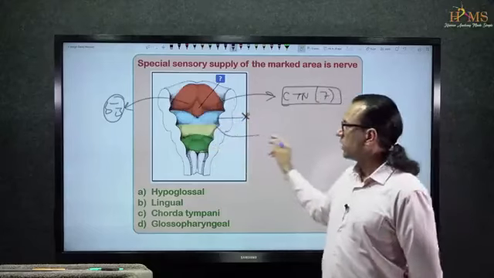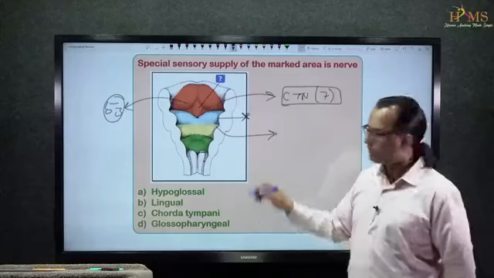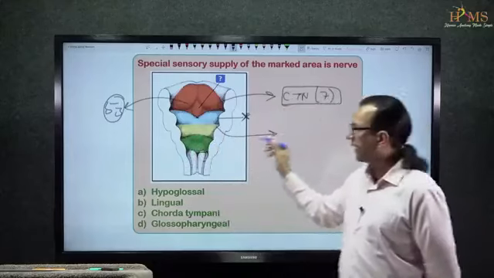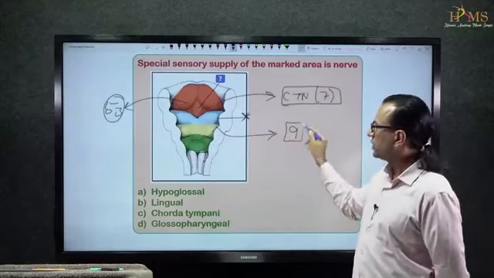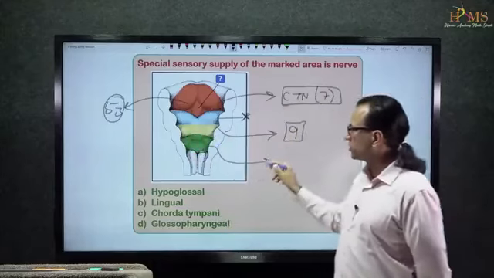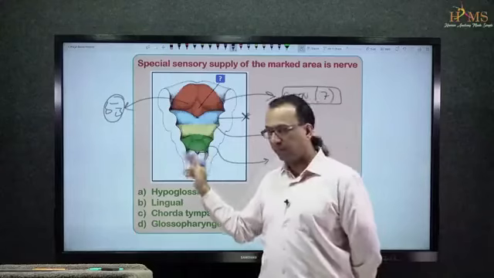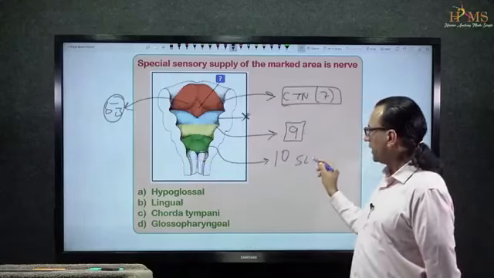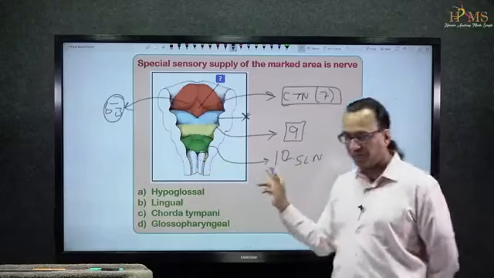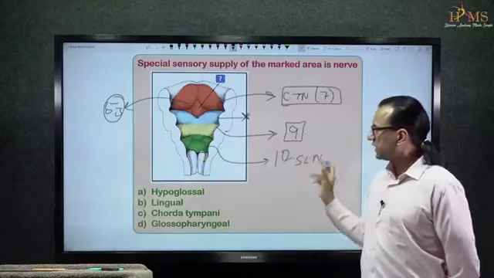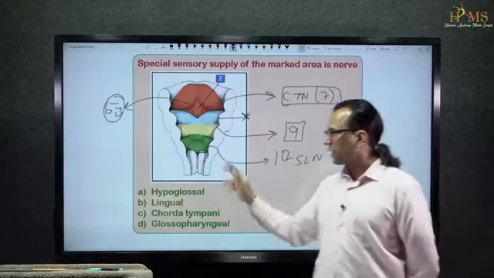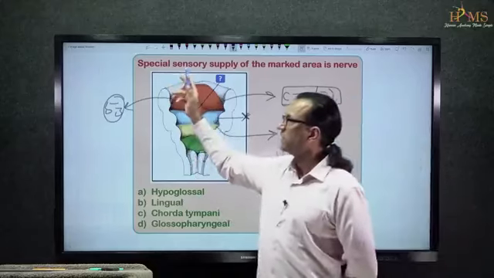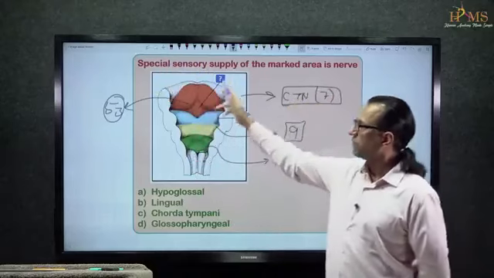When it comes to the posterior 1/3 of the tongue, you will find that maybe it is the general sensation or taste sensation that will be carried by the glossopharyngeal nerve. And when it comes to the posterior-most tongue or the epiglottis developing in the 4th arch, it will be a branch of vagus, which is called the superior laryngeal nerve. Superior laryngeal nerve, a branch of the vagus, will carry the taste sensory as well as general sensory for the epiglottis and posterior-most tongue. As such, it is asking special sensory, the taste sensation for this marked area.